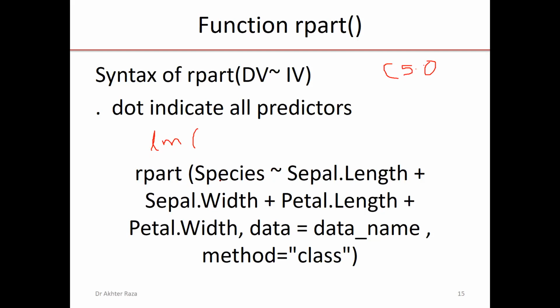So you specify Species, then the tilde symbol after the dependent variable, and then all of the independent variables, separated by a plus sign. So Sepal.Length plus Sepal.Width plus Petal.Length plus Petal.Width. Data is equal to the data name, which you have to specify, and then method is equal to class, classification. In rpart, you have to specify the name of the method, which is the classification method. So this is another algorithm which I am going to build here.